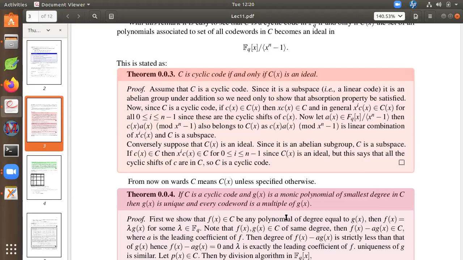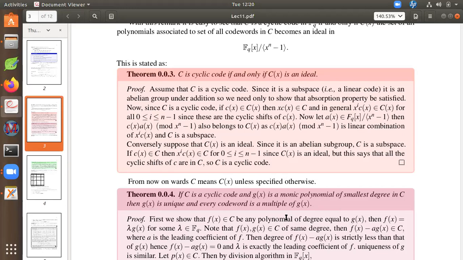To prove ideal, you need to show two conditions. It is a subgroup and it has an absorption property. What do you mean by absorption property? You take an element from the ring and you take an element from the ideal, then multiply, and that also should be in the ideal. That is the definition of ideal. You know that. So that is my goal now.